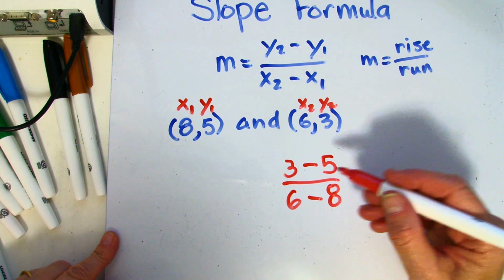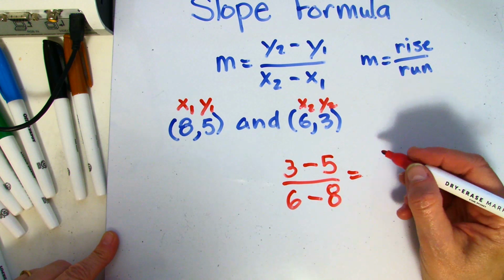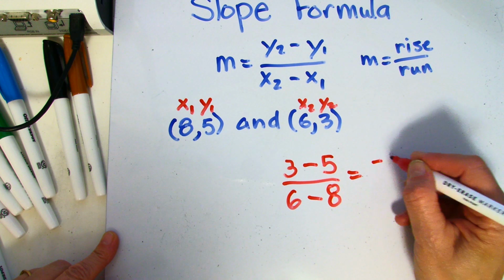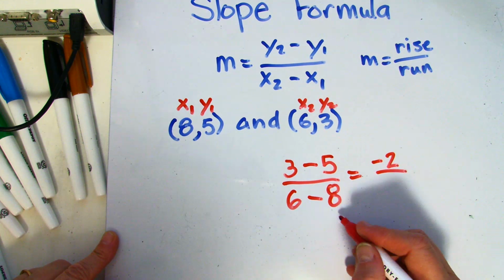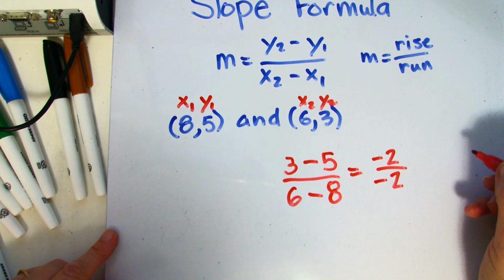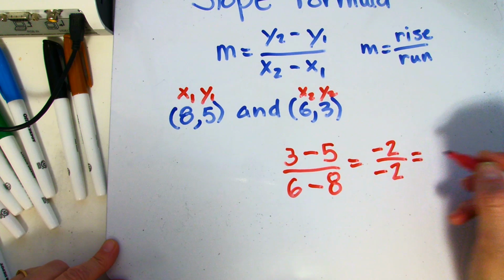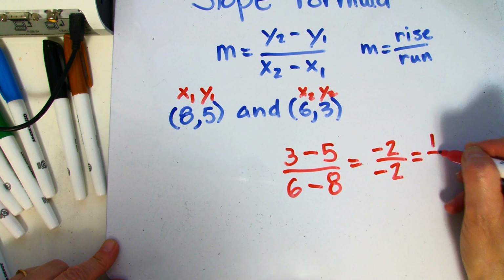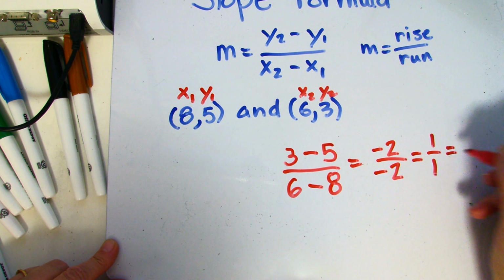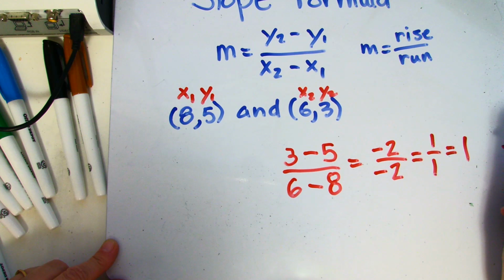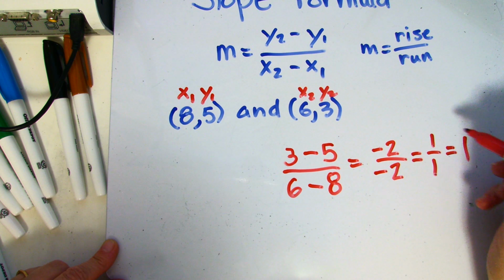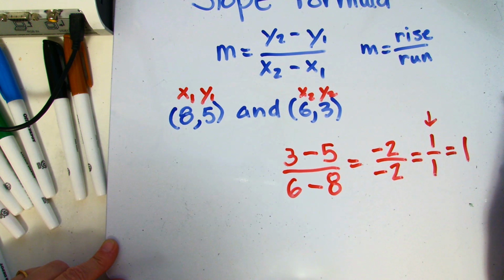So now I'm going to simplify. What is 3 minus 5? Well, that's really 3 plus negative 5, or negative 2. 6 minus 8, or 6 plus a negative 8, is also a negative 2. And so this can simplify again to 1 over 1. And if you chose to simplify it to a positive 1, that could work as well. It's going to be helpful, though, when you're graphing lines, to keep it in fraction form.